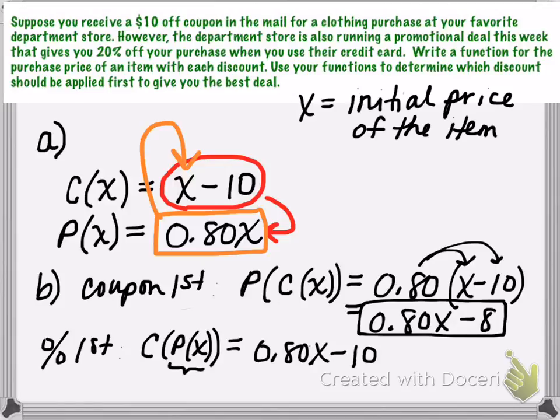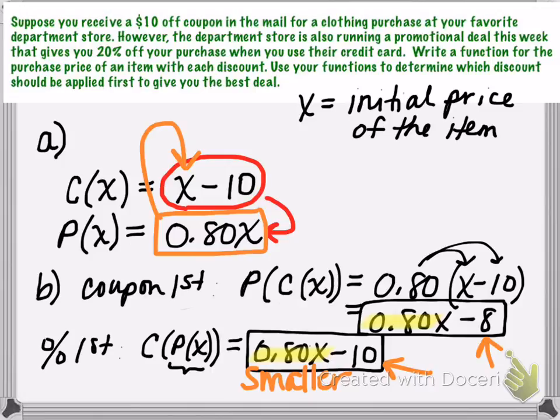And now we're comparing these two boxed functions that we have. Which one is going to give us the smaller number? Well, they both have 0.8 times x, but in the percentage first equation, we're subtracting 10 compared with only subtracting 8 in the other equation. So therefore, we're going to end up with the smaller value using the percentage first. Therefore, we've now proven that the best deal will always be to use the 20% off percentage first and then apply your $10 coupon.